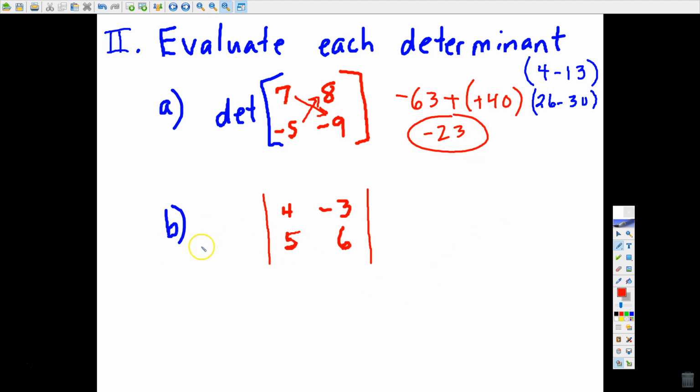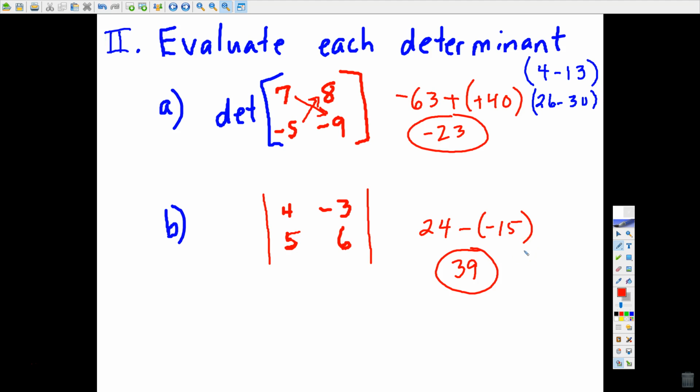I wrote it differently on letter B. Letter A actually uses the abbreviation for determinant and then uses the square brackets for a matrix. Notice I didn't use that wording or that abbreviation, and I have these single lines that look like absolute value. Well, this is just another way of asking for the same thing. This means find the determinant of this matrix. All right? So I multiply 4 times 6, 24. Then I multiply 5 times negative 3, and I always subtract. So 24 minus negative 15 is 39. So that's my answer for letter B.